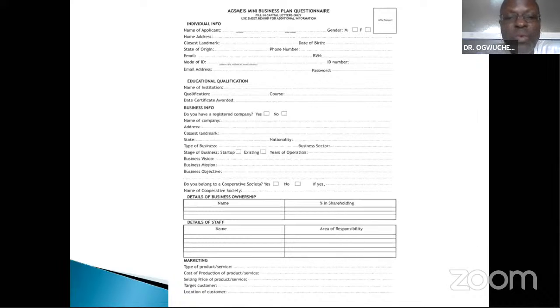And then year of operation. So here, if it's a startup, you indicate startup. If it's existing, you indicate existing, and then year of operation. Years of operation is how many years the business, if it's an existing business, has been in existence.